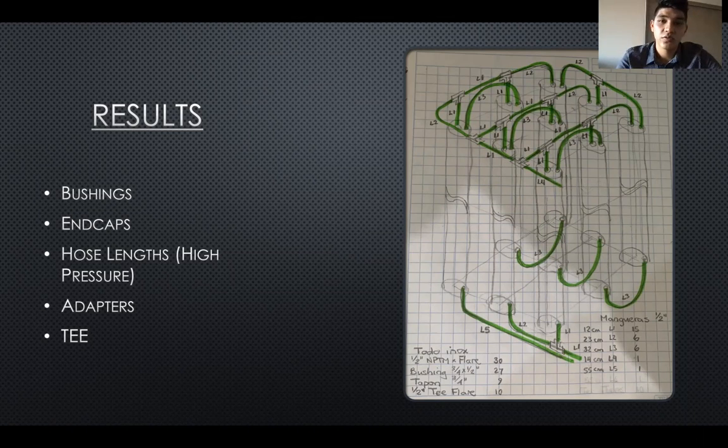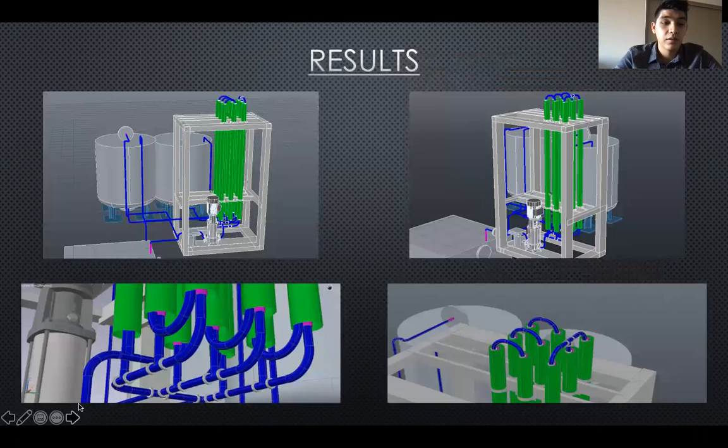Because of this, we decided that we were not going to use PVC pipes. Instead, we were going to use hoses, because of the curvature they allow and because we wanted it to be high pressure.